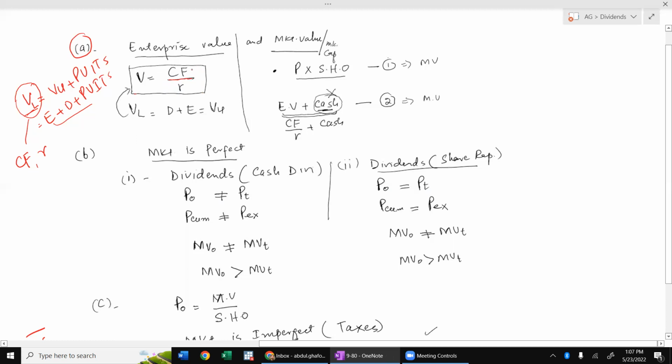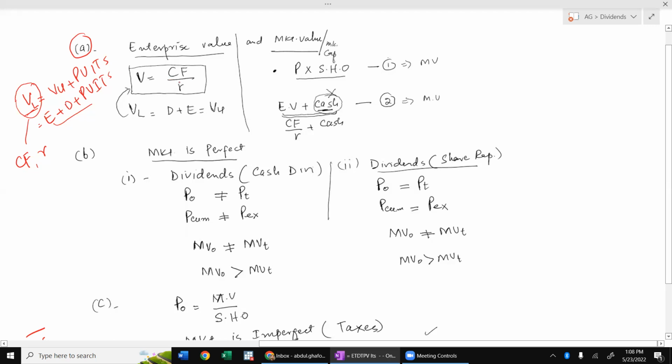If cash flow is not given, then we can also calculate this value through debt plus equity, the traditional way. The answer that we get using debt, equity and present value of interest tax shield will give us the enterprise value. So this is formula number one. Please remember this formula. This is very important.